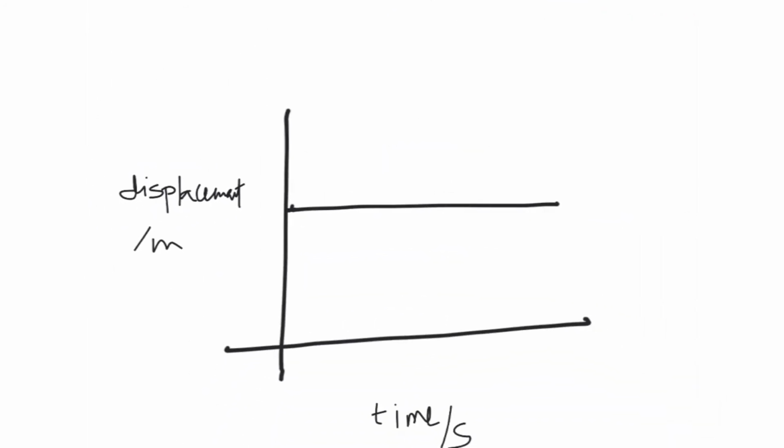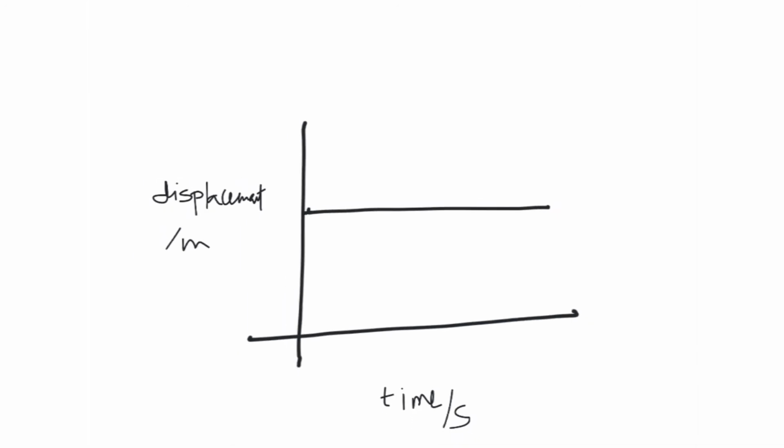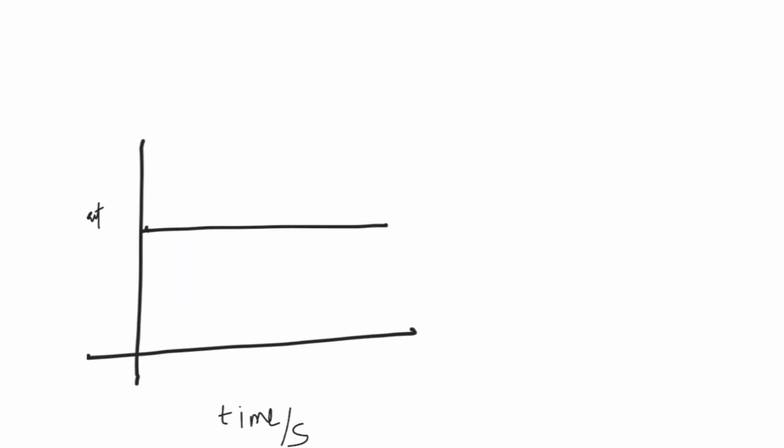Now here I have sketched a straight horizontal line, and a straight horizontal line has zero gradient as there is no change in the quantity on the y-axis. So the change is zero, so the gradient would be zero, and as the gradient is equal to velocity, we can say that over here velocity is zero.